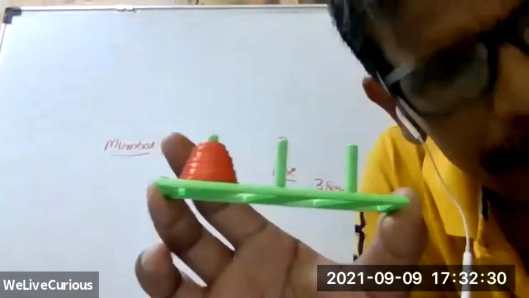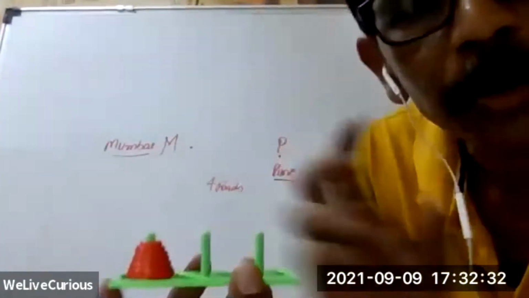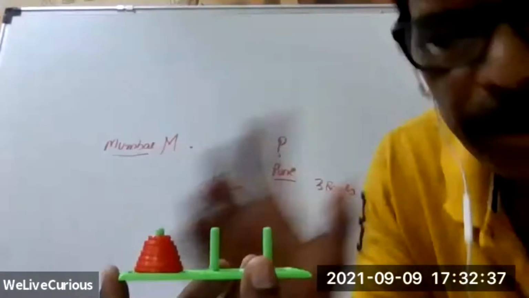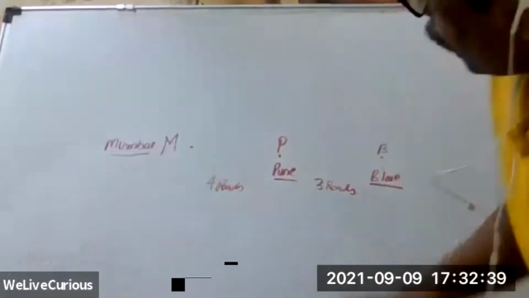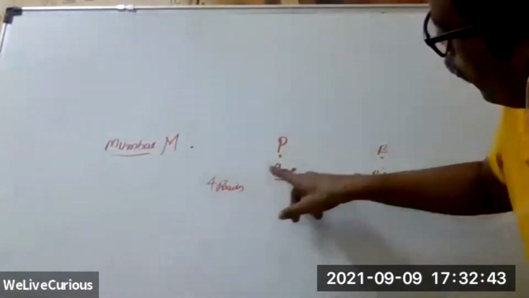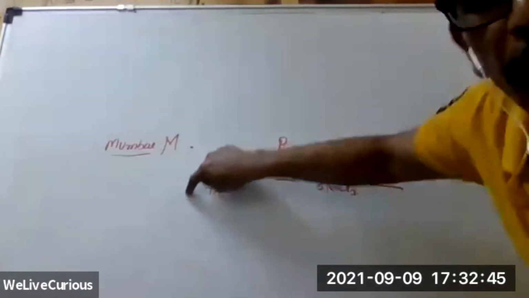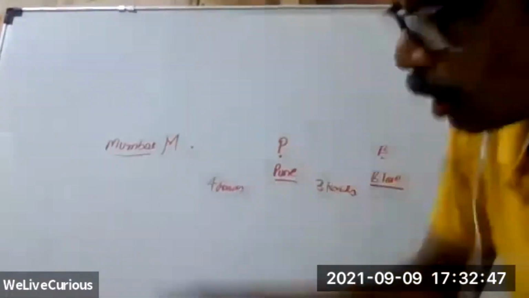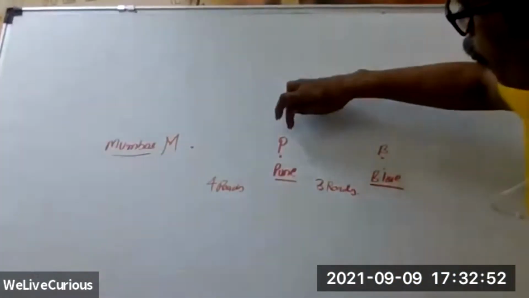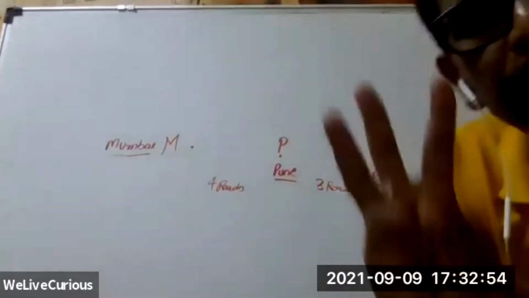We will come to this, but before this, I would introduce you to 2 concepts in this. Suppose you live in Mumbai, okay, and there are 4 roads between Mumbai and Pune. Okay, now from Pune to Bangalore, there are 3 roads.